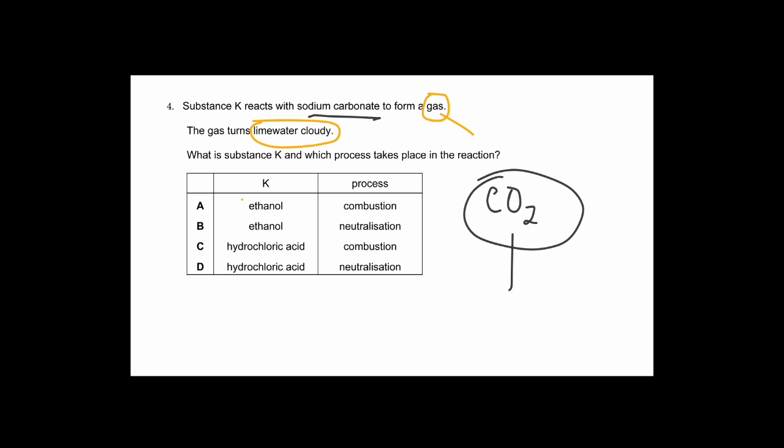Now, which substance is that? We are going to look at the processes. We have combustion. Now, is it possible that we can burn sodium carbonate to produce carbon dioxide in such a way that we burn sodium carbonate together with ethanol? It's not possible, my dear learners. So here, this answer is not possible. Ethanol: we react ethanol plus sodium carbonate. This reaction does not exist.